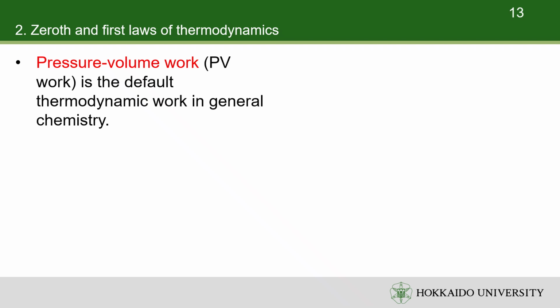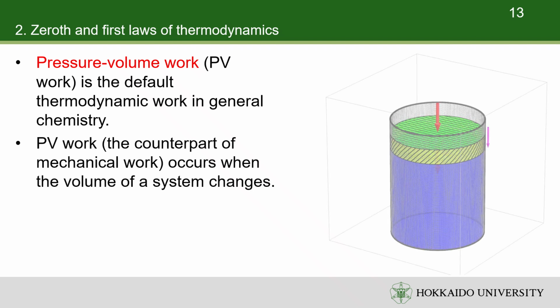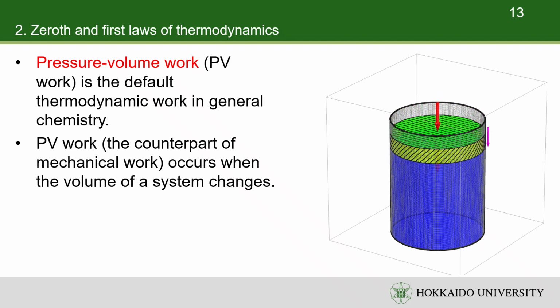Pressure-volume work, PV work, is the default thermodynamic work in general chemistry. PV work occurs when the volume of a system changes. Consider a closed system with a piston moving slowly enough for accurate definition of the pressure on the inside of the piston and to the surroundings.